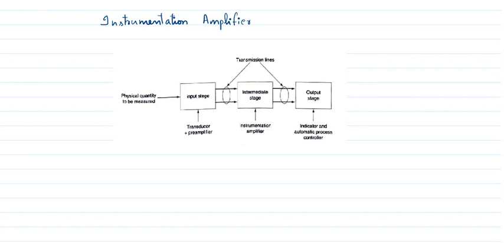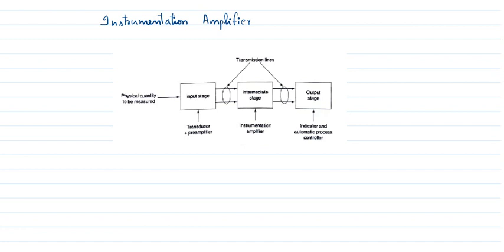In this block diagram you can see an instrumentation system in which the first block is the input stage, which consists of a transducer or a preamplifier. The next one is the intermediate stage, which we call the instrumentation amplifier, and the output stage, where we generally use an indicator or an automatic process controller. All these stages are connected with transmission lines.